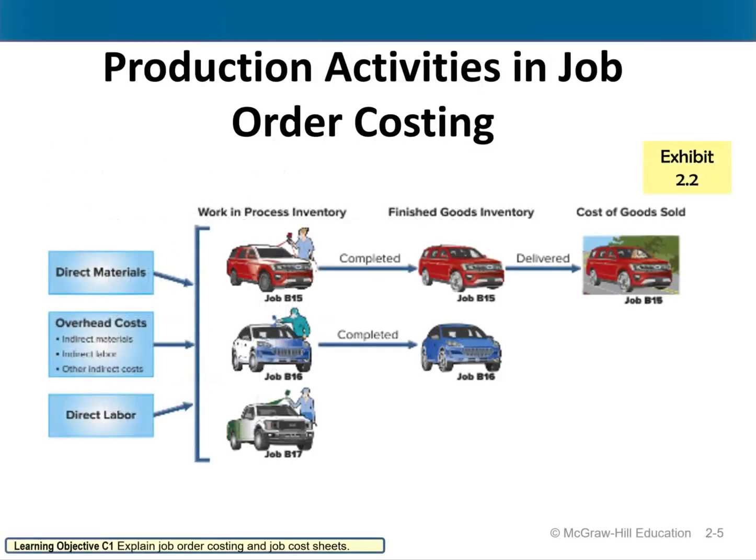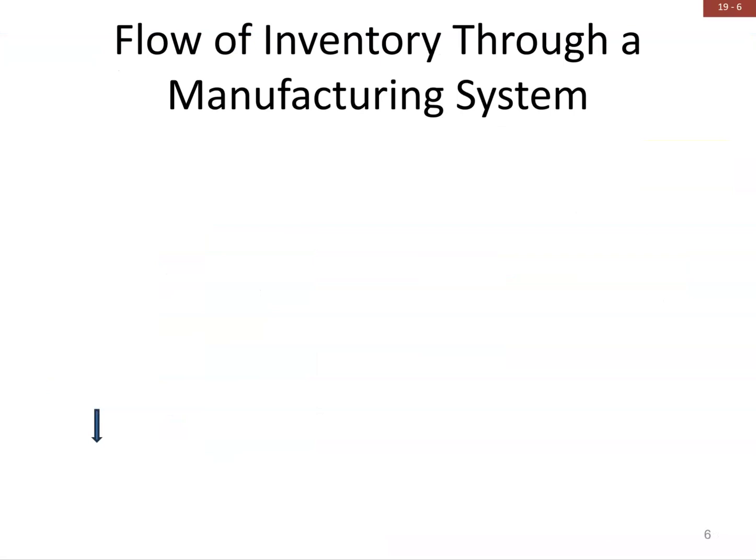What they do is they keep track of things by job. So, to each job, they add direct materials, direct labor, and overhead. And then it goes to work in process. When it's finished, it goes to finished goods. And then when it's delivered, it goes to cost of goods sold.